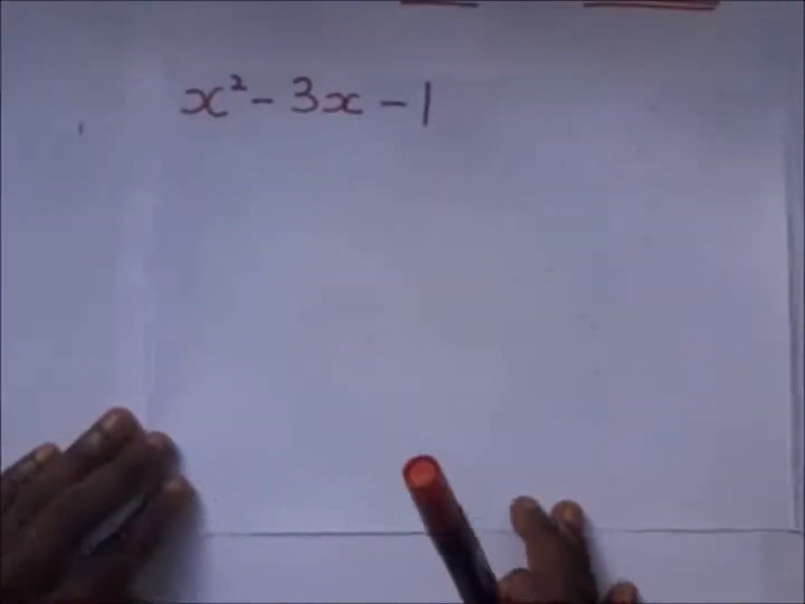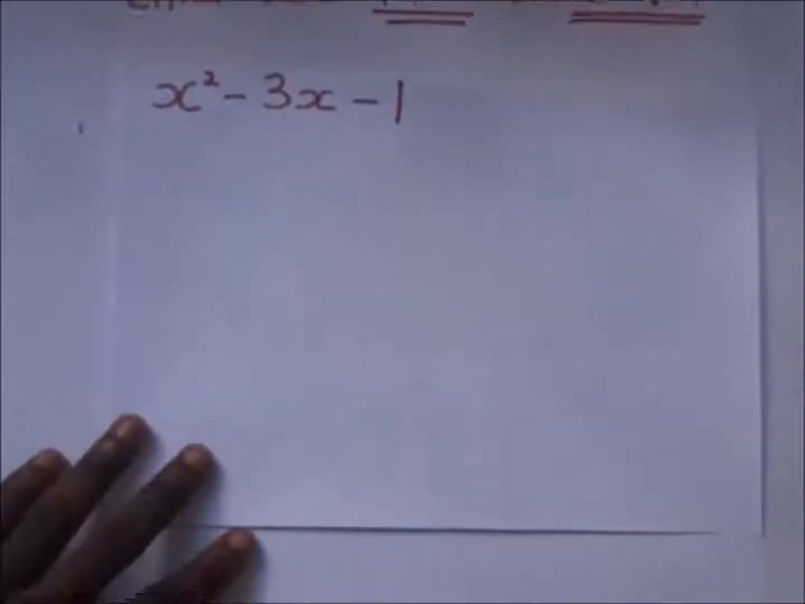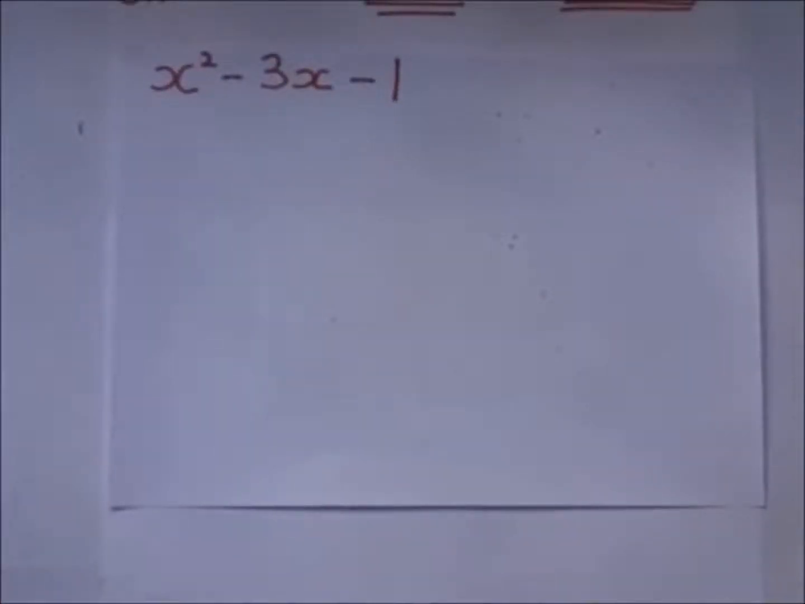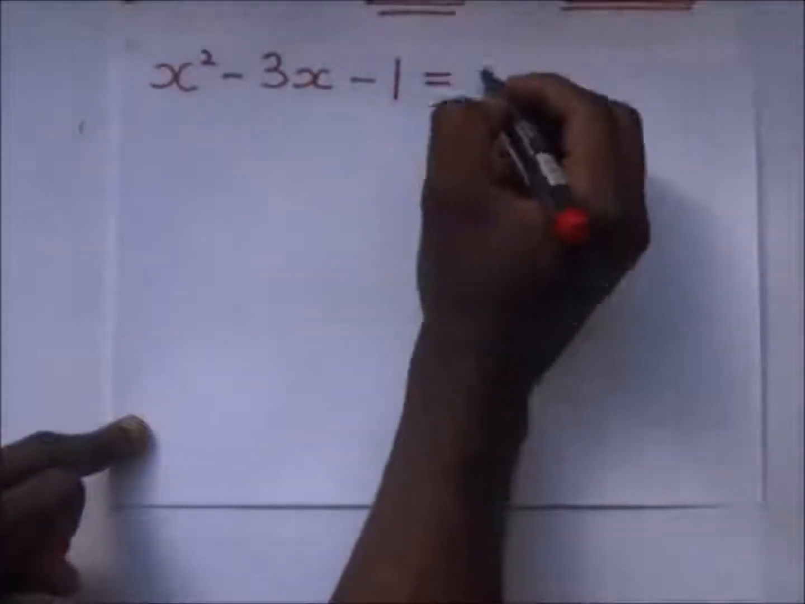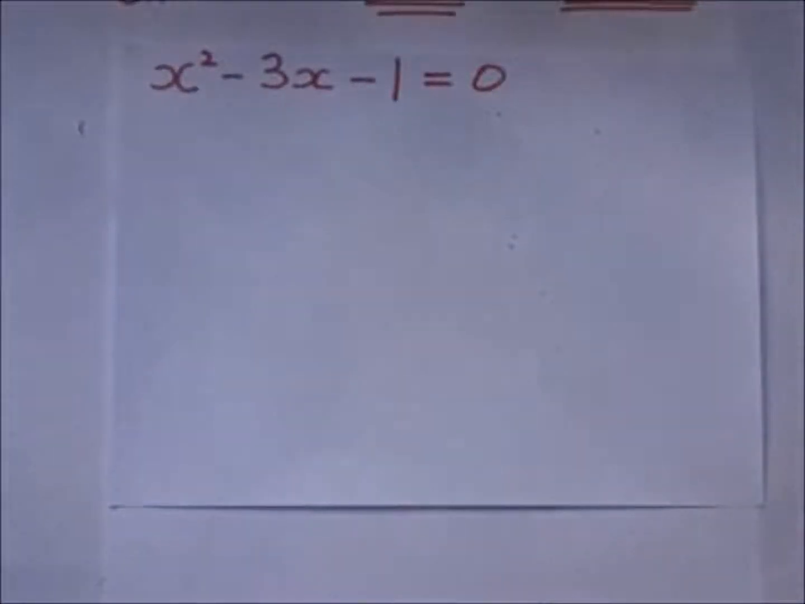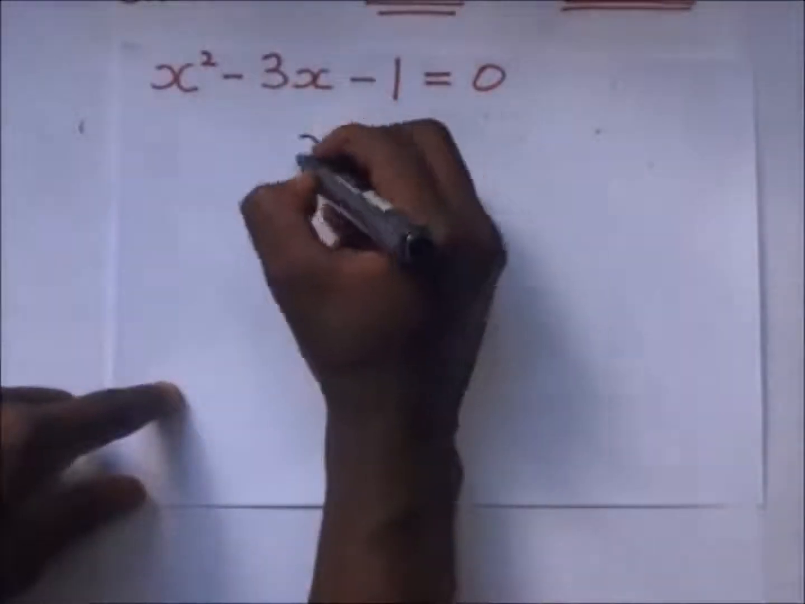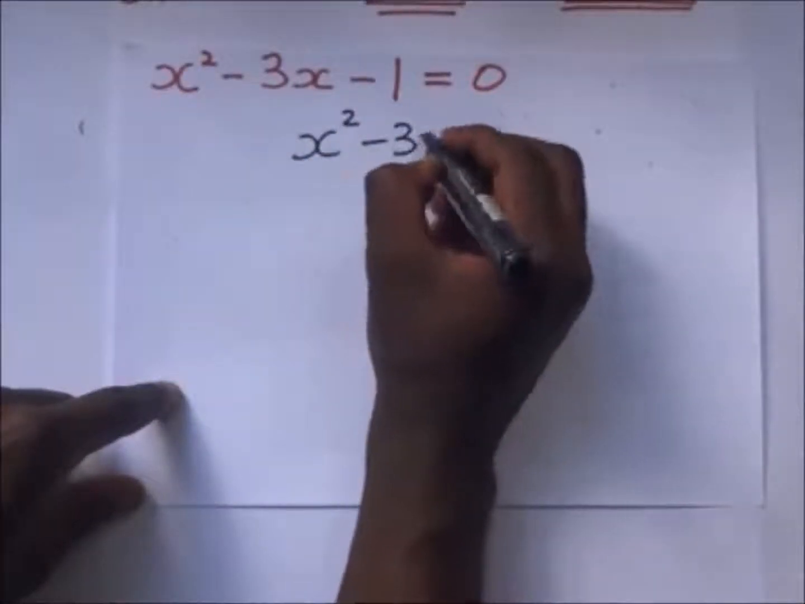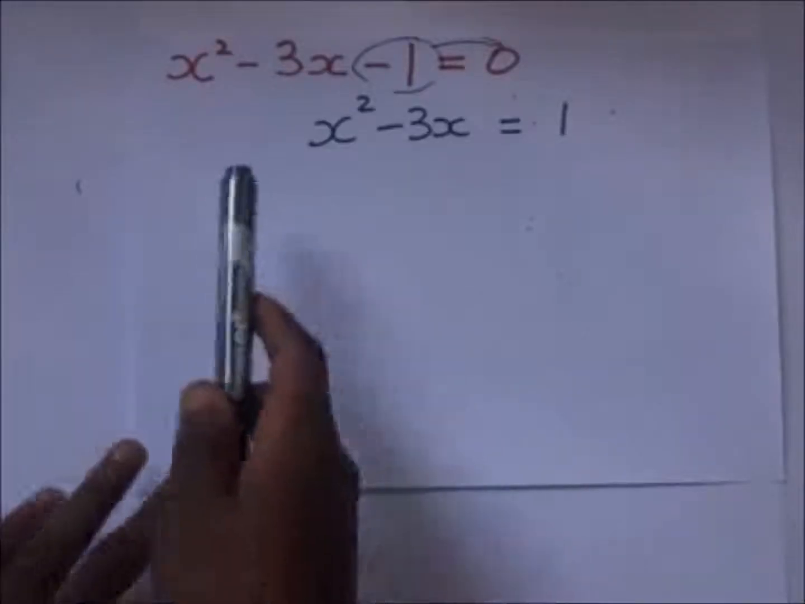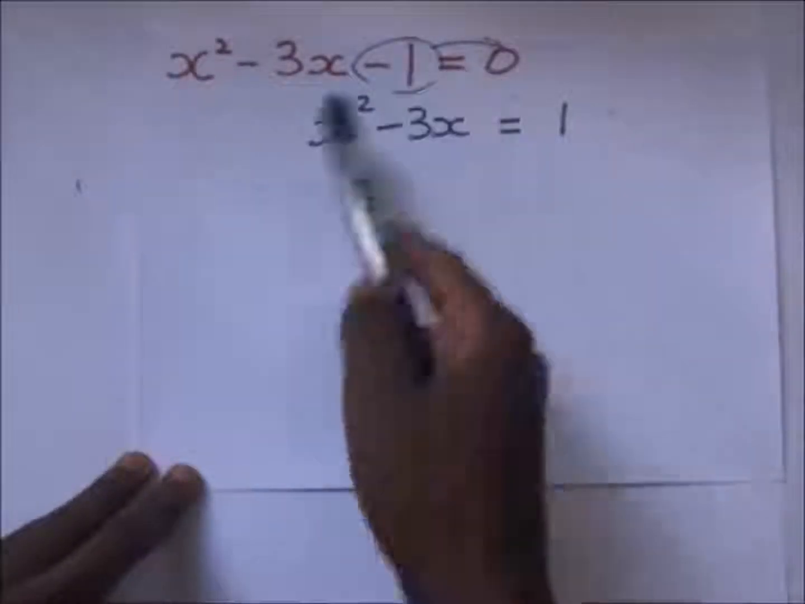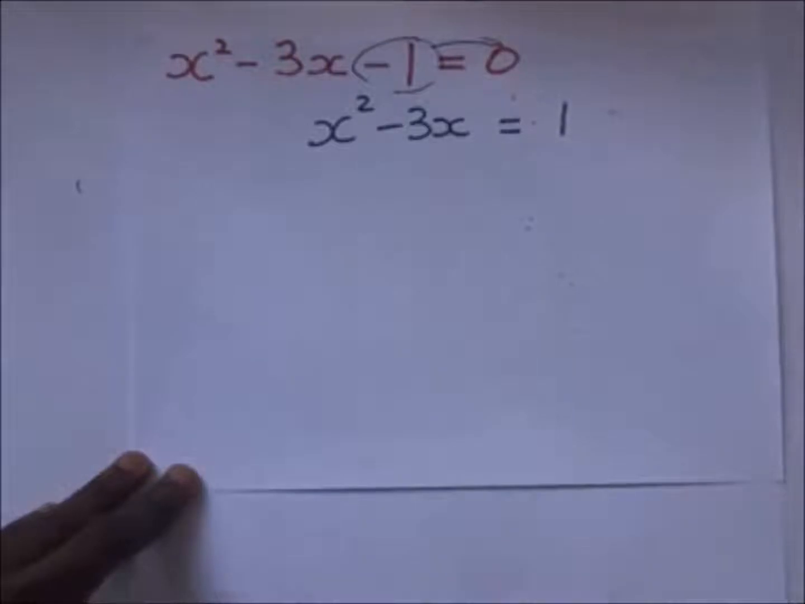In our next example, we are required to solve that equation while completing squares. So this is equal to 0. Solving that using completing squares, it's still going to become x squared minus 3x minus 1 is equal to 0. So we are going to complete squares.